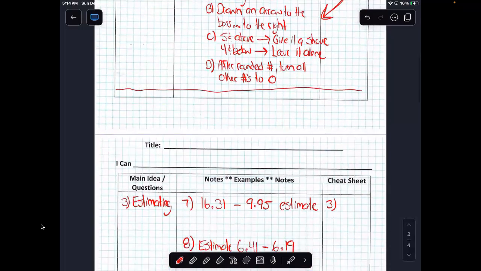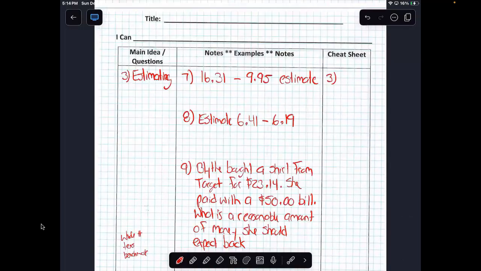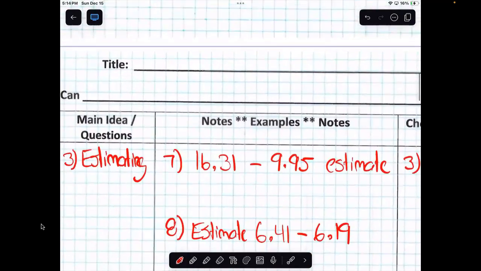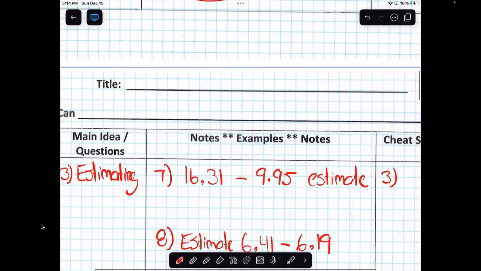After you draw a line, then for number 3, we're going to do some estimating. We'll start off with our first question here. Our first problem says 16 and 31 hundredths minus 9 and 95 hundredths, estimate. To do this, we just need to figure out what we're going to turn these numbers into so that we can make a quick, in our brain, judgment about what we think the answer is close to. So, 16 and 31 hundredths is about, remember our about symbol, 16. And we know that 9 and 95 hundredths is about 10.